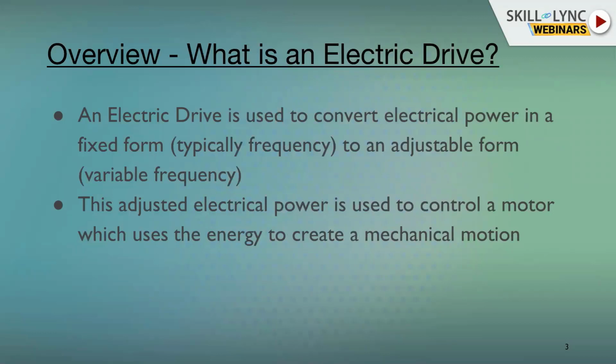So there are two elements to the answer to the question. One part is the main key element of an electric drive is that we are basically controlling a motor so that the motor can actually drive some mechanical load or create a mechanical motion. So the electric drive, which is controlling the motor, the purpose that it exists is basically to convert electric power from a fixed form, which is available in most of the utilities at industries and homes, to an adjustable form.